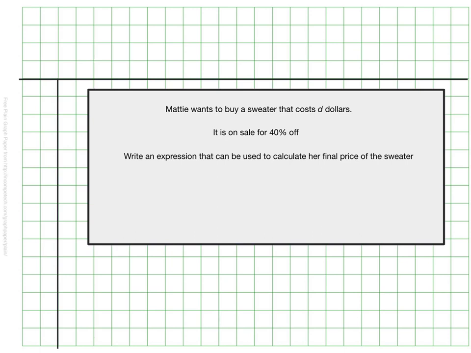So lastly, just try to write an expression for yourself. And I don't have any prices in here because I don't actually need you to tell me what her final price is. I just want an expression that will be used if Maddie wants to buy a sweater and all we know is that it's some number of dollars and it's 40% off. Your job is to write that expression that would be used to calculate her final price of her sweater.